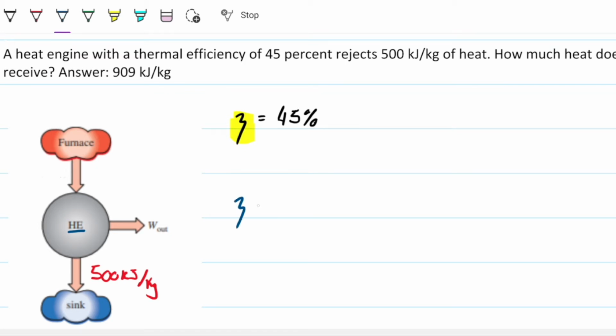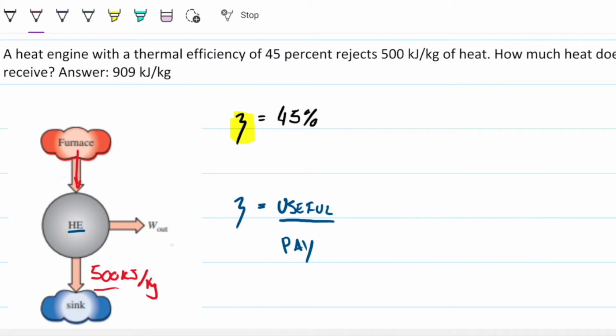So the efficiency is what we get out, let's put this as useful, to how much you pay for, how much you put in. In this case, what we're putting in is exactly the energy that's coming from the furnace. That's what we are paying for. That's the quality energy that's going into our heat engine. And what we're outputting is this 500 kilojoules per kilogram, which is not useful, and this useful work here.